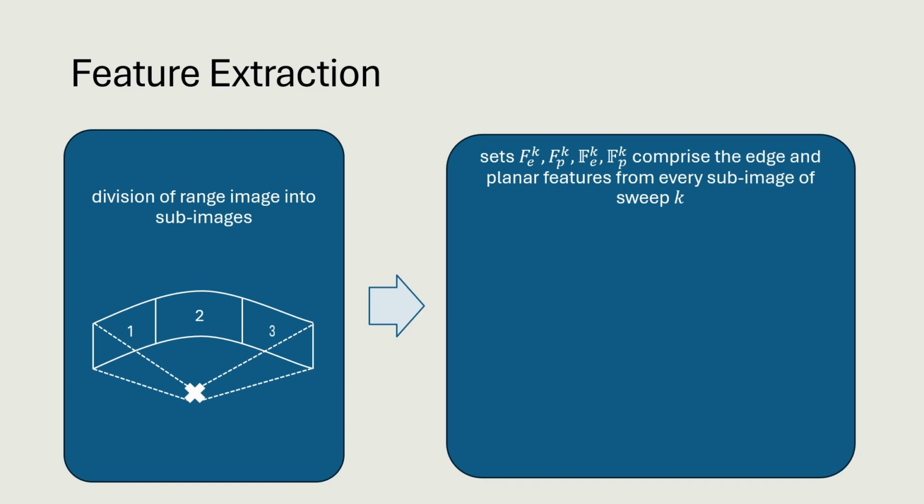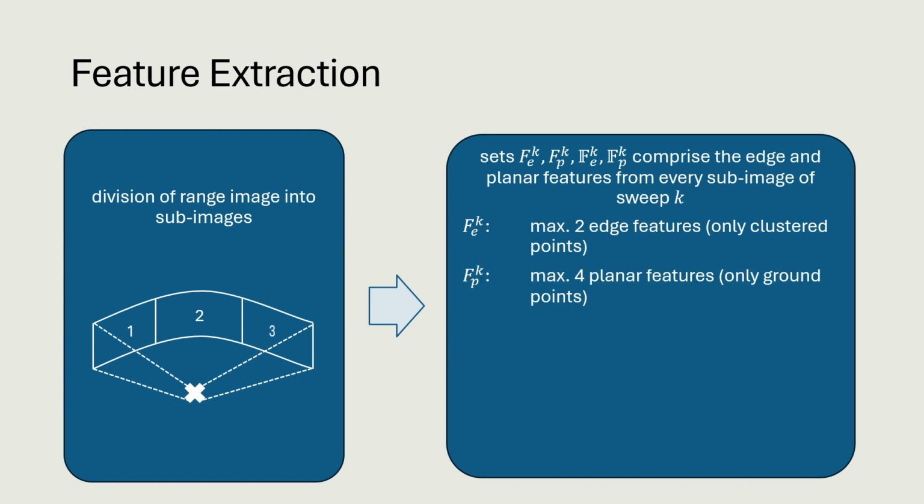Anyway, the set F_e^k is filled with the 2 points from each sub-image's row for which the highest roughness values, which have to be bigger than the threshold c, were calculated, whereas the set F_p^k comprises the 4 points with the smallest roughness value, which is smaller than the threshold c, of each sub-image's row. For the edge features, only the points that are not part of the ground are taken into account. The planar features are extracted from the ground exclusively. If no points match the criteria of being smaller or bigger than the threshold, the sets stay empty.